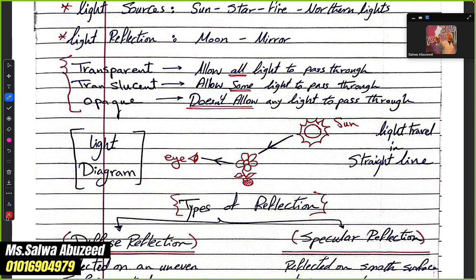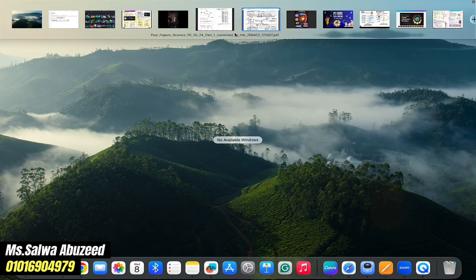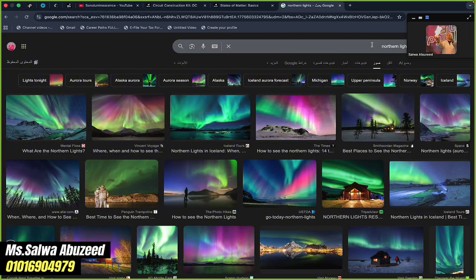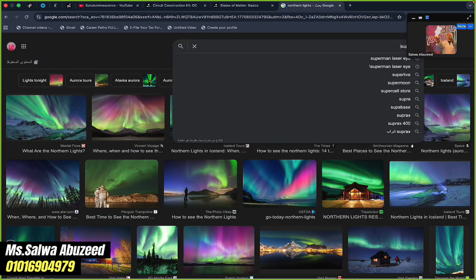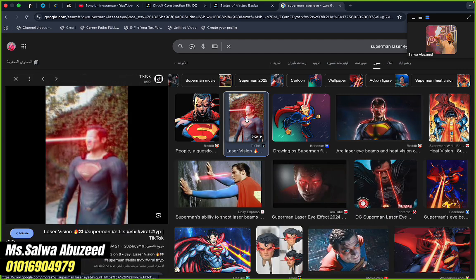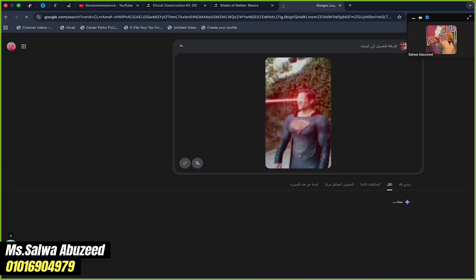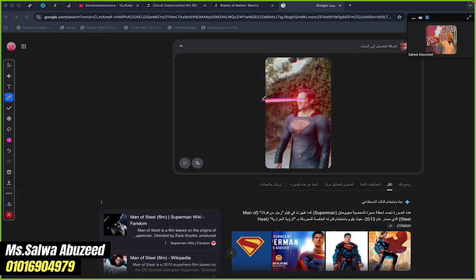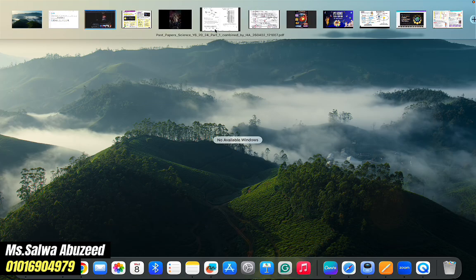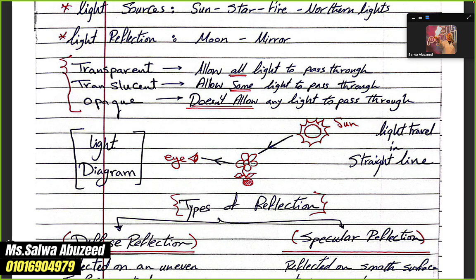I'll show you how it looks, because if you're drawing an arrow out of an eye, this is how it looks. Superman laser eye. You see this? This is basically what you draw if you say the arrow is coming out of my eye. Are you Superman? Nope. So please don't do that. Okay? So what else do I have?